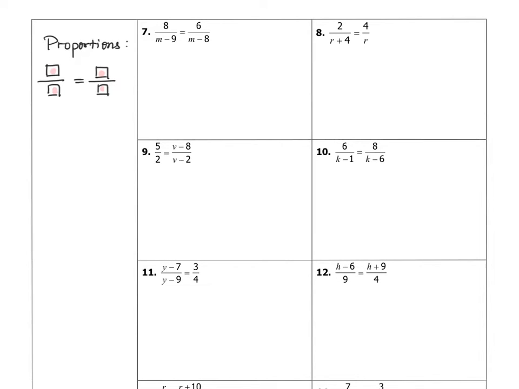So the way to solve it is to make sure that you use either inverse operation, or you do cross multiply. So in this video, I'm going to demonstrate how to do cross multiply. Again, it has to be two big fractions. 8 over m minus 9 is a fraction, equals 6 over m minus 8.